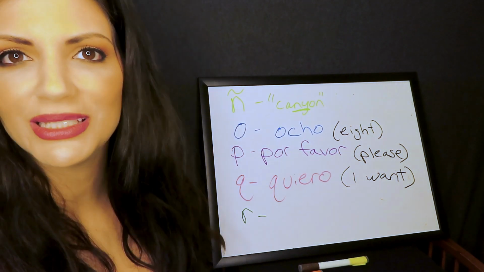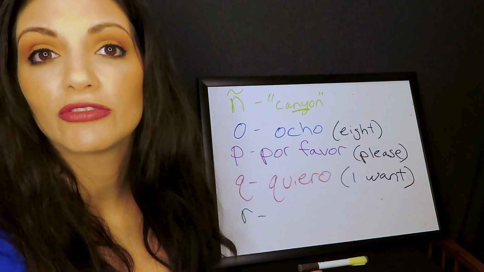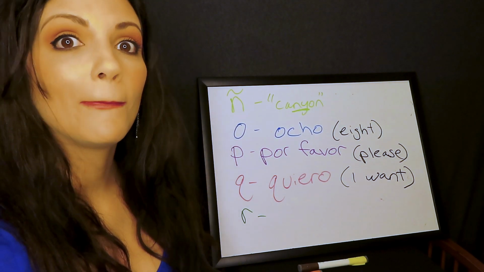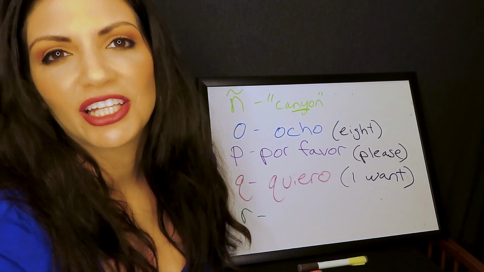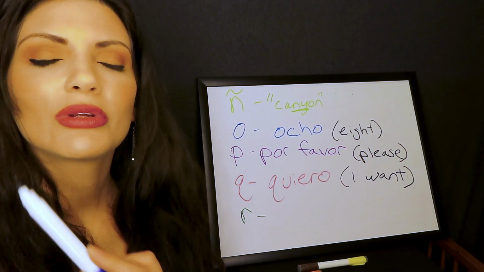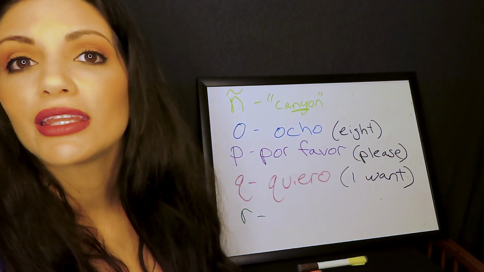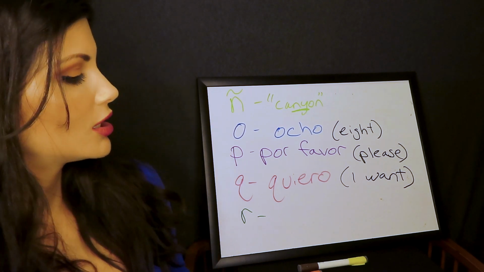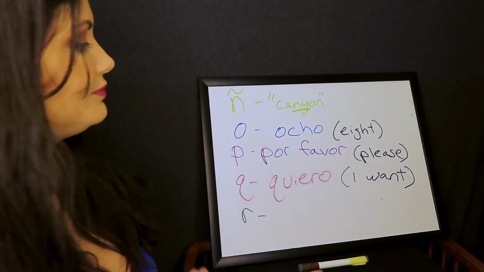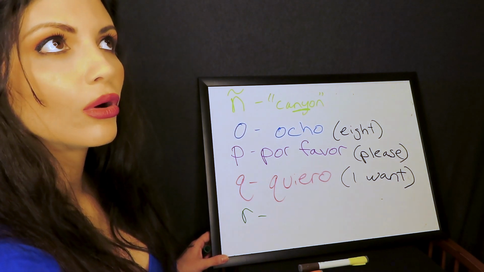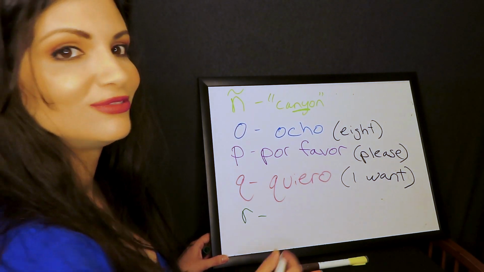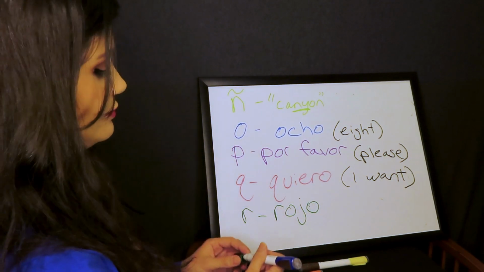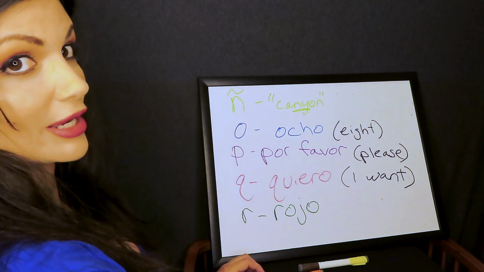R is pronounced a little bit differently than English. It has more of a trill to it. So you can think about saying the word butter in English, and the way that you trill your tongue in the back is much like the R that you would use in Español. So, quiero or rojo, which means red.